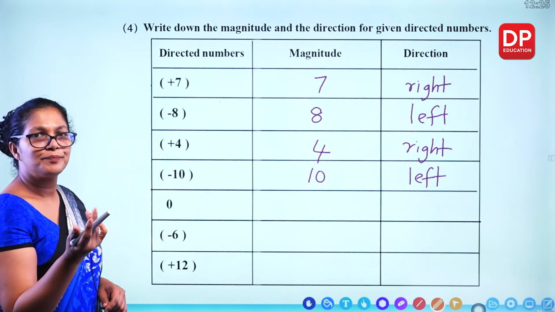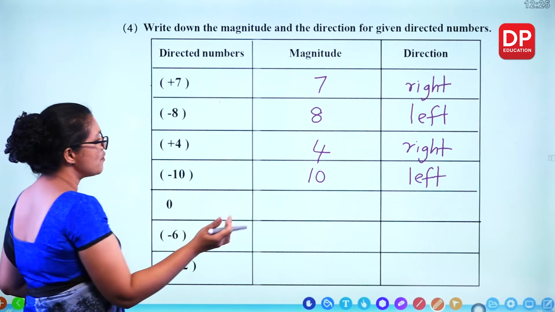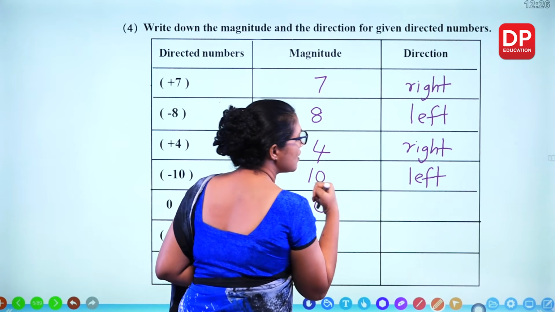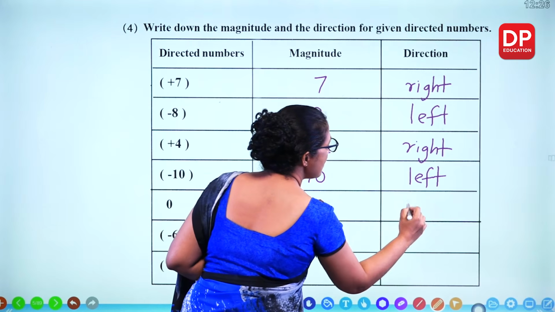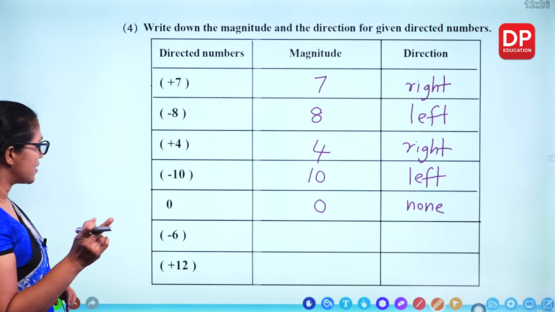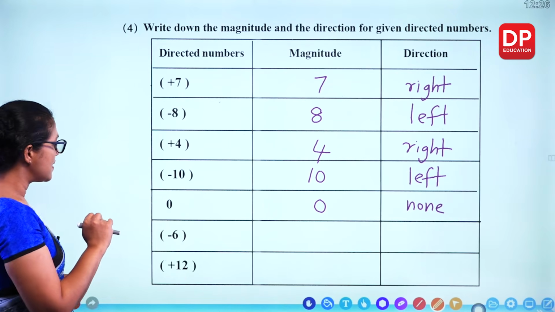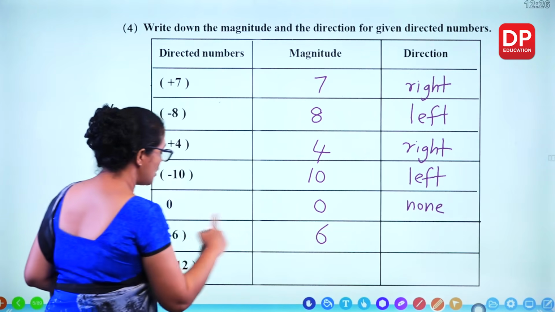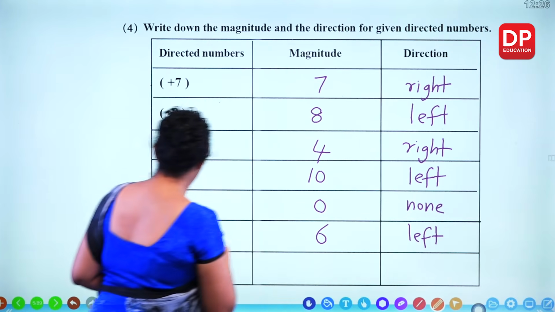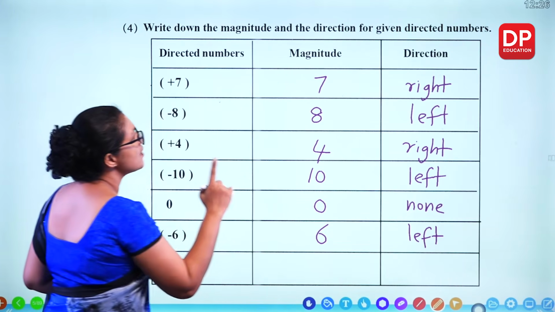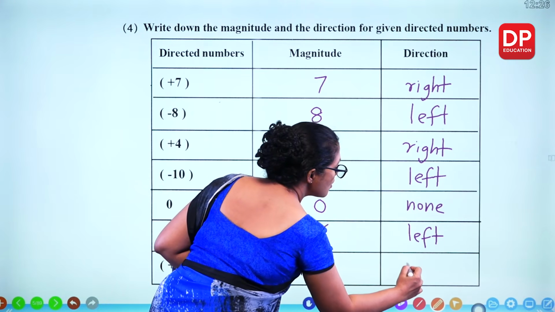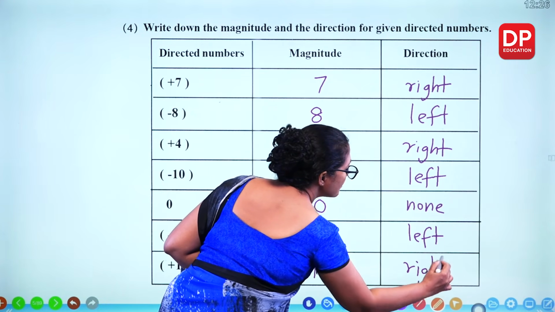0. That's not moving. So magnitude is 0, and what's the direction? None. Not moving left or right. Minus 6 means 6 is the magnitude. Minus means to the left. Plus 12. Plus 12 means magnitude is 12 and plus means to the right.